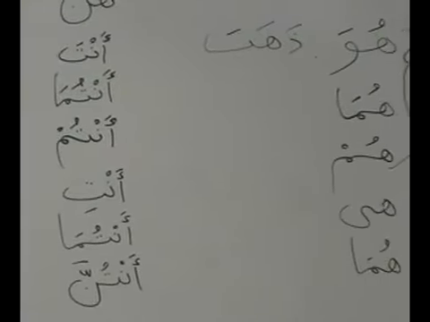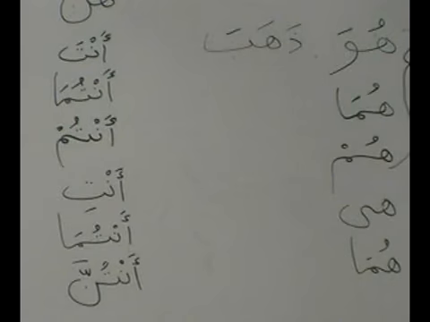Okay? Zahaba. Where is the fa'il? Mustatir. What do we call it? Mustatir. Remember this word, mustatir, means hidden. Mustatir means hidden. Okay, hidden. Okay, fine. I'm putting a star here.